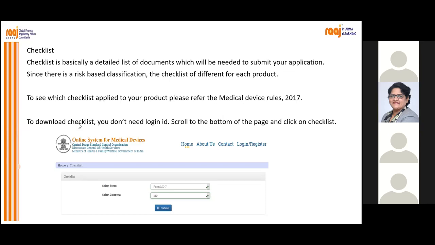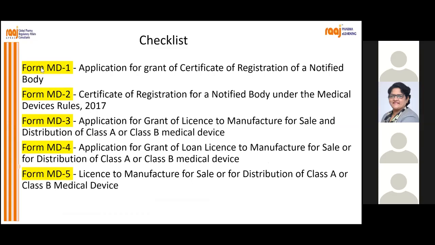I've given, so if you see now, MD1, checklist MD1: application for grant of certificate of registration of notified body. So you are not a manufacturer, but you want to become a notified body. You want to be someone who can give licenses. So for that as well, you have to apply to CDSCO.